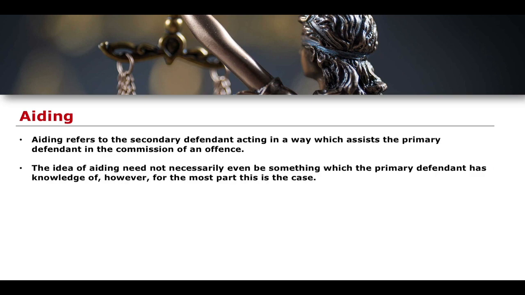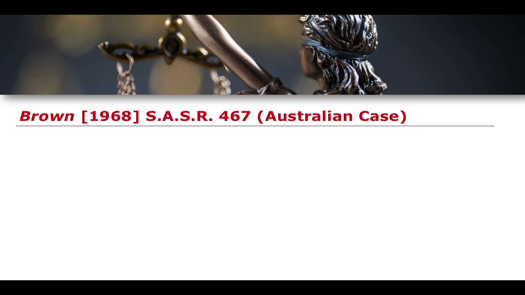The idea of aiding need not necessarily be something of which the primary defendant has knowledge, but this is often the case. So you could have a situation where a secondary defendant has aided in the commission of an offence, therefore satisfying the actus reus element of this particular example, but have done so without the knowledge of the primary defendant. They just happen to aid without their knowledge.